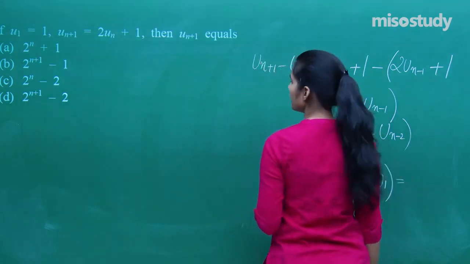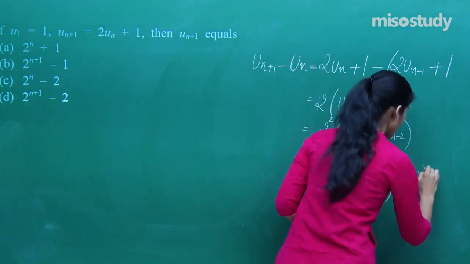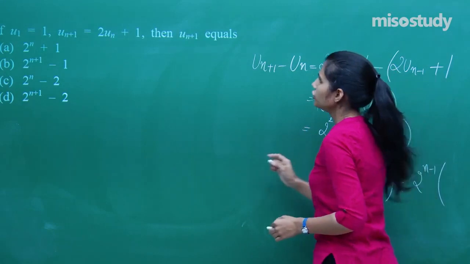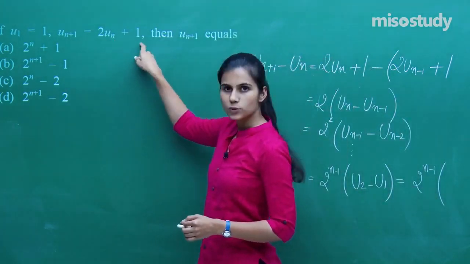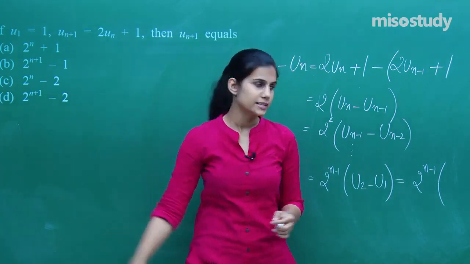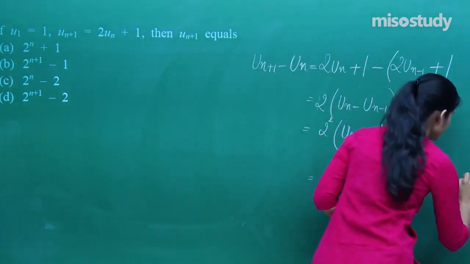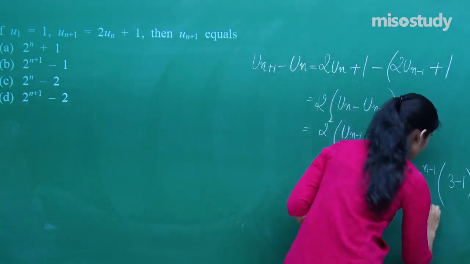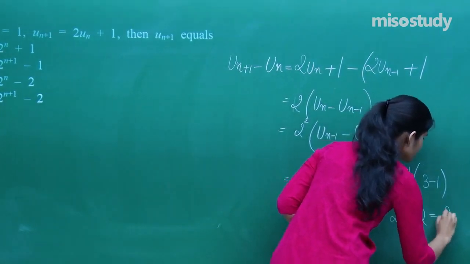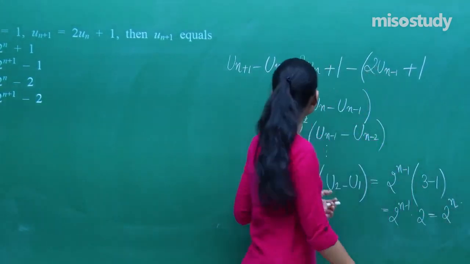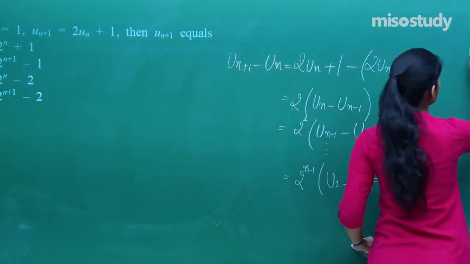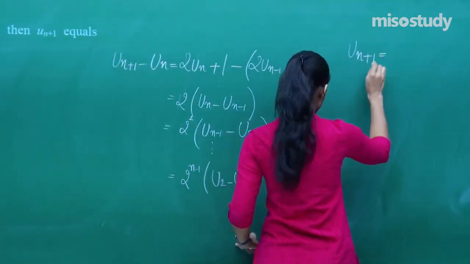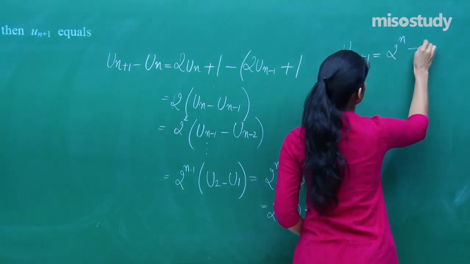u1 is 1, and what is u2? u2 will be 2 times u1 plus 1, that is 2 into 1 plus 1, that is 3. So this is 3 minus 1. So this is 2 to the power n minus 1 into 2, which is 2 to the power n. This is not u(n+1), this is u(n+1) minus u(n). So u(n+1) is coming out to be 2 to the power n minus u(n).